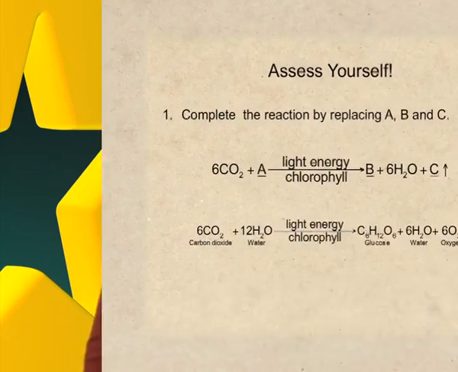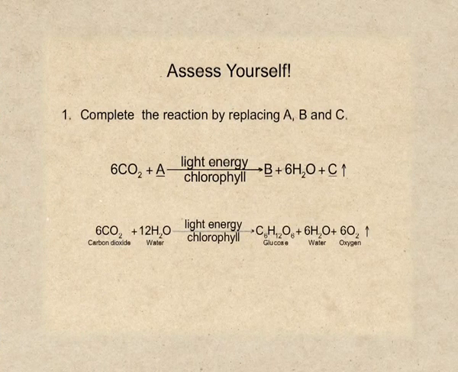Now let's see how much you have understood so far. Question is, complete the reaction by replacing A, B and C. So, if I replace A by 12H2O, B with C6H12O6, which is glucose, and C with 6O2, I get the complete equation for photosynthesis. I hope you all too got it correct.